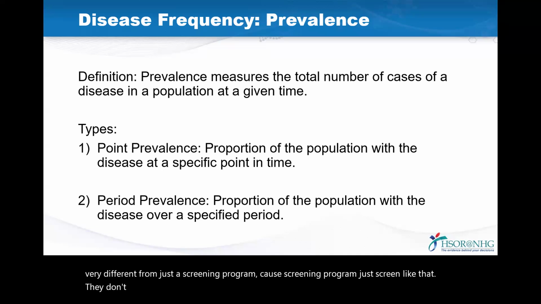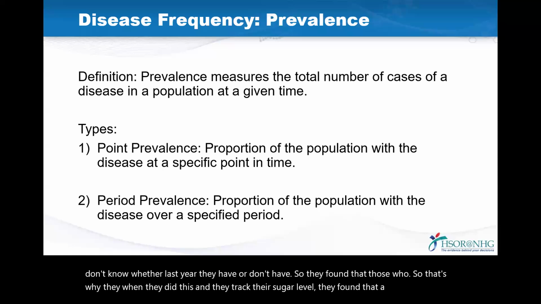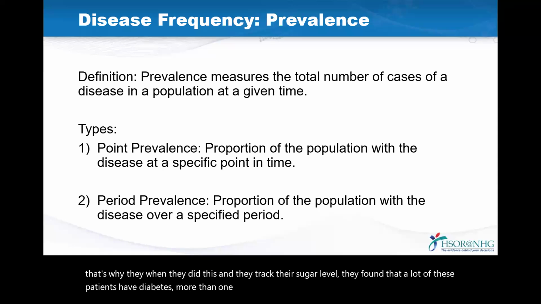They don't know whether last year they have or don't have. So they found that, when they did this and tracked their sugar level, a lot of these patients have had diabetes for more than 1 year. They're not looking for new cases, they're looking for existing cases. So this is one concept.